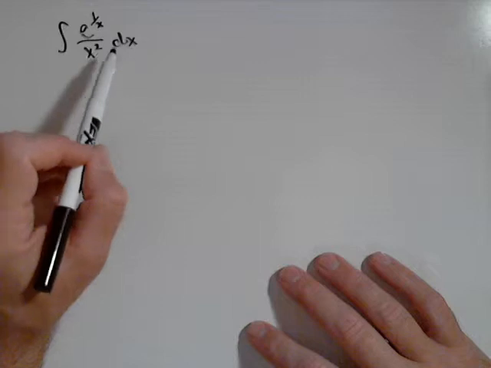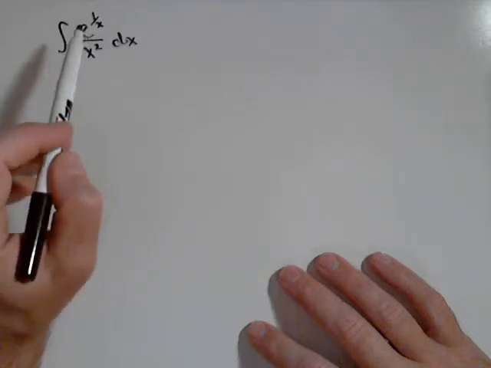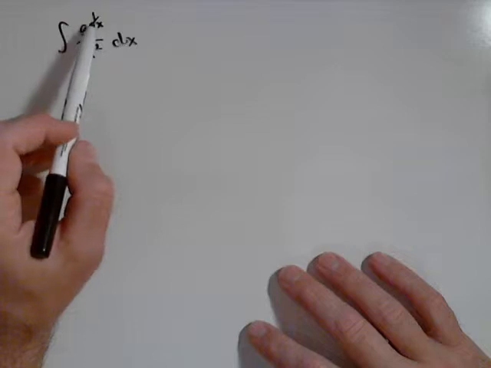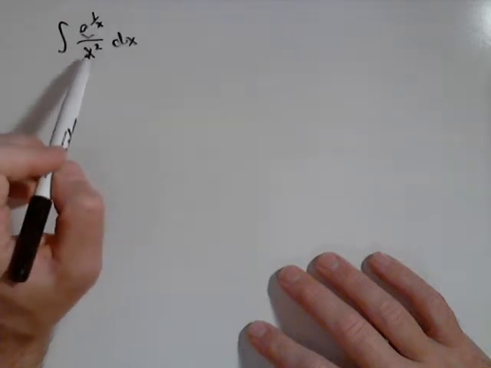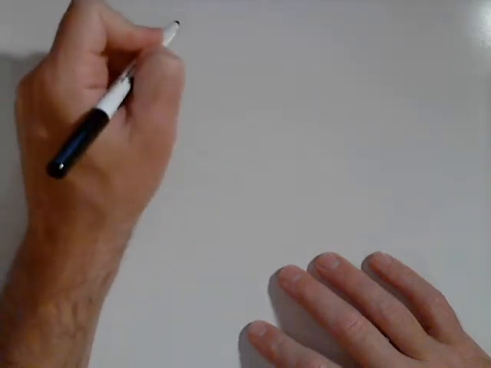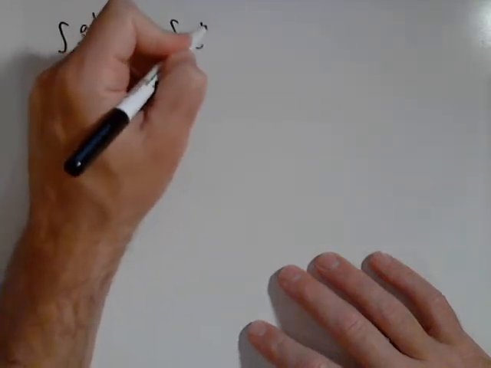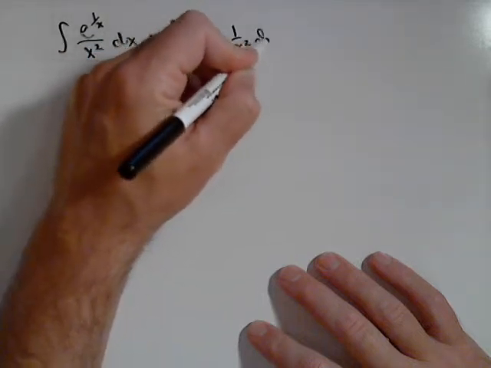So I've got division in here. There's no basic rule for this. We can't split an integral up over division. I'm seeing this as a u substitution. What I see is the 1 over x in the exponent and then an x squared in the denominator. In other words, I could rewrite this as e to the 1 over x times 1 over x squared dx.